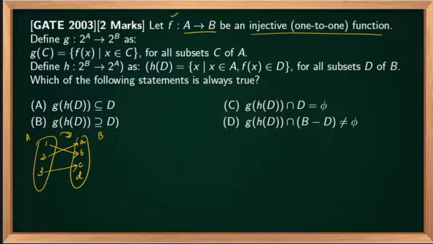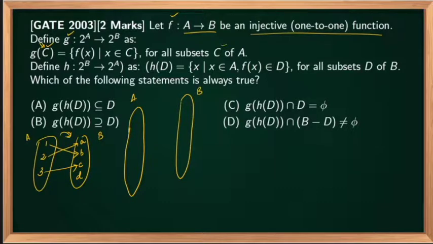Now we define a function g from 2 raised to A to 2 raised to B. If you see the input of g is the value C, that is actually a subset of A, right? So the function g is taking the subsets. The function 2 raised to A to 2 raised to B is nothing but all the subsets of A to all the subsets of B.